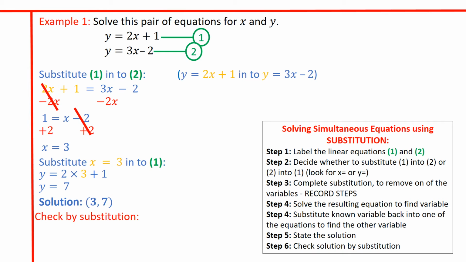Now, we need to also check our solution using substitution. So if we check the first equation, substitute in the x value, so y equals 2 times 3 plus 1, and that equals 7, so yes, that's correct. And our second equation, y equals 3 times 3, which is 9, take 2 is 7, so yes, that's also correct.